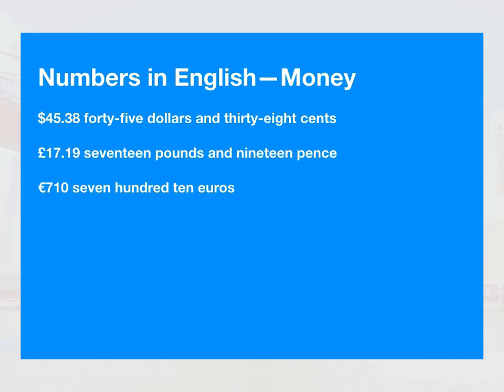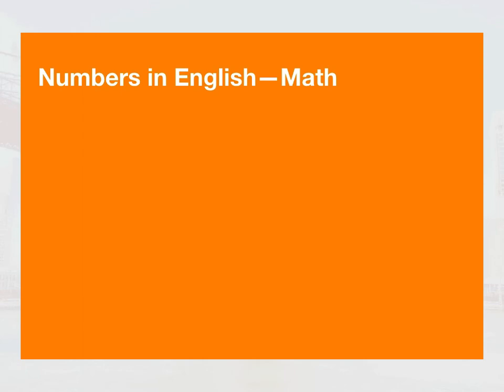$45.38, 17 pounds and 19 pence. 710 euros. Notice that in English we will consider euros as countable, and we'll add an S on the end, making it plural. Now let's look at using numbers in English.